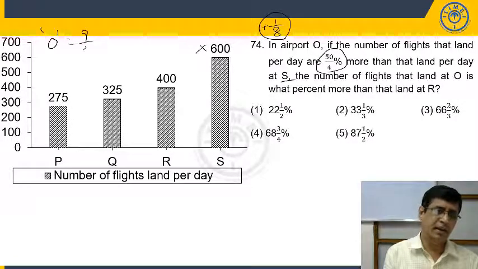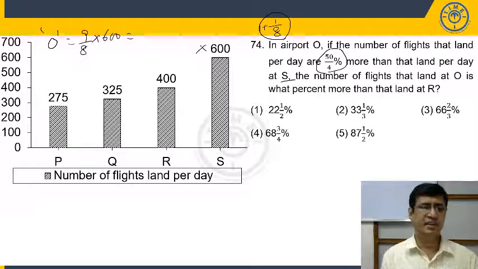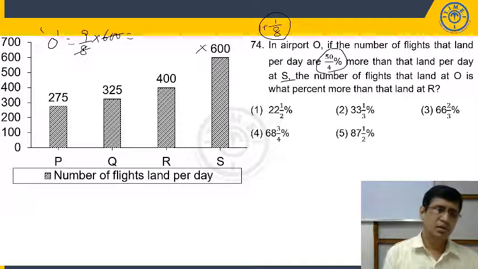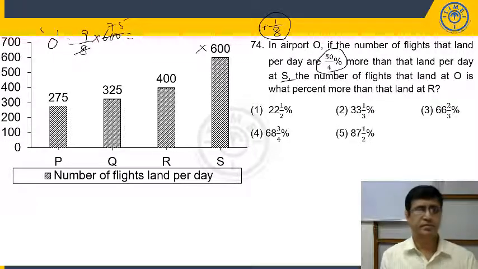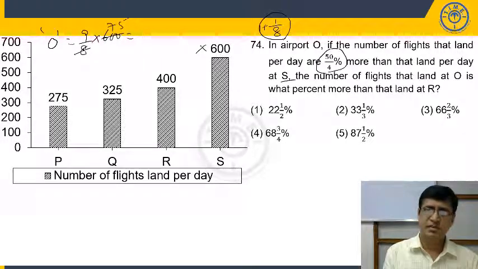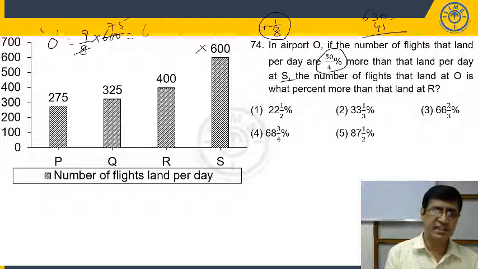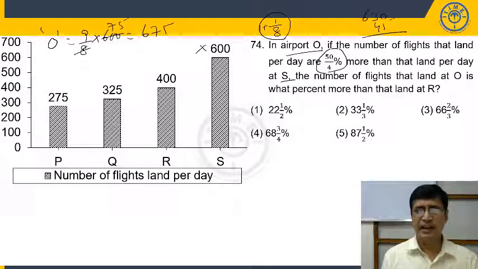So 9 by 8 of 600. Now, 8 goes how many times in 600? 75 times. 75 into 9: 9 into 70 is 630, 9 into 5 is 45, so the result is 675. The number of flights that land per day at airport O is 675.